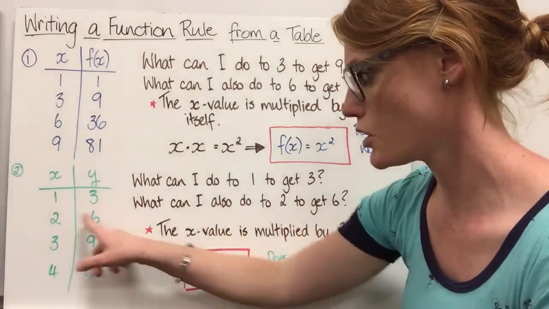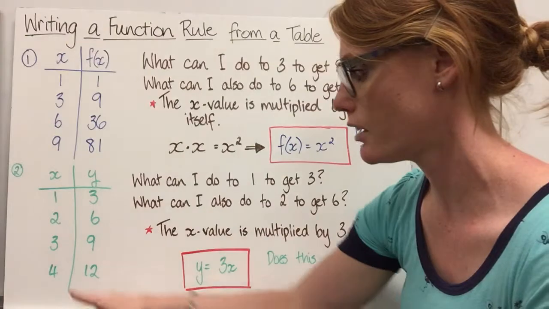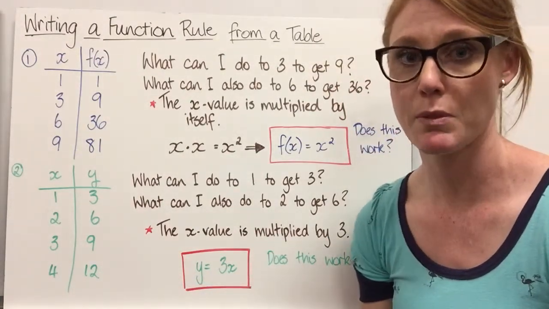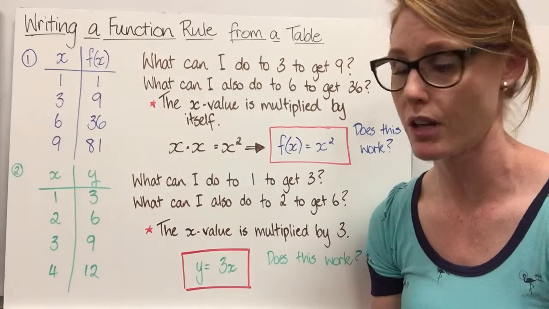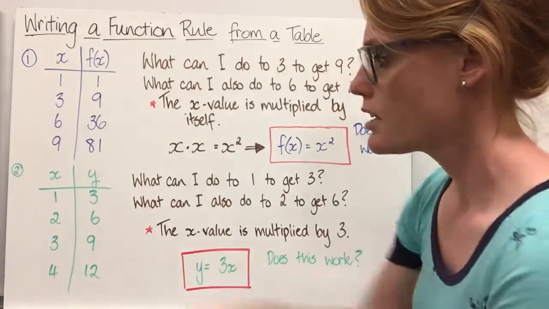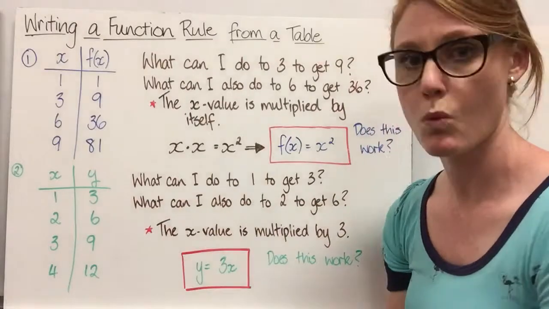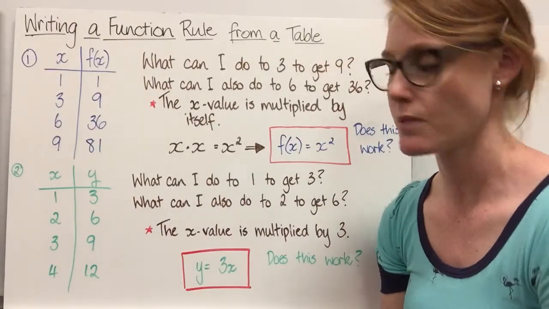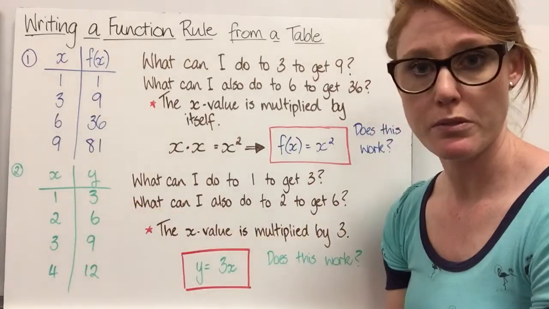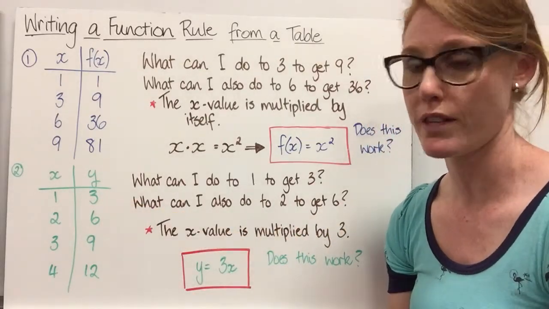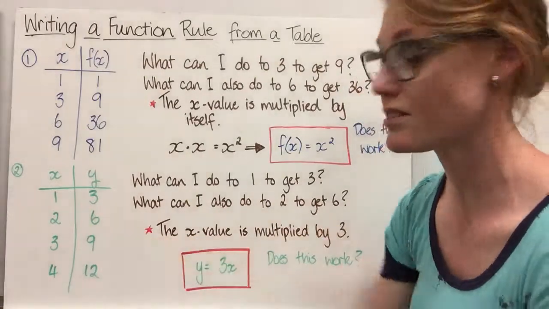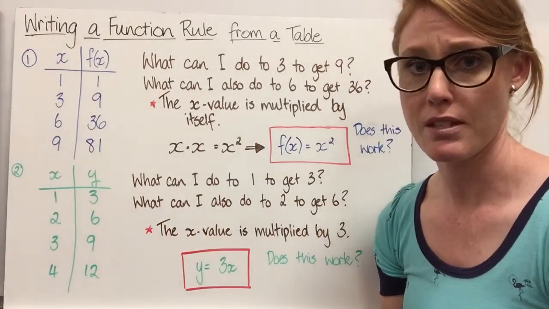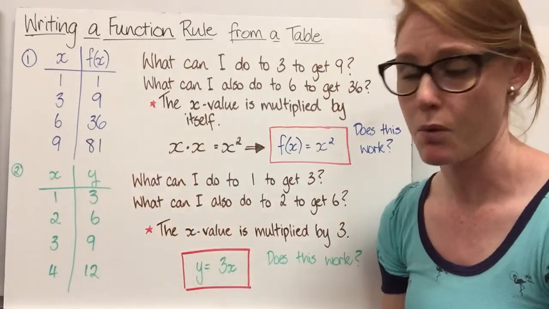The second example, we have our x values and our y values. 1, 3, 2, 6, 3, 9, 4, and 12. So I need to start looking for patterns and relationships between the input value and the output value, or the x value and the y value. If I look at my first set of data points, 1 and 3, I might start to think, well, maybe I'm just adding 2 to the x value. 1 plus 2 equals 3. But does that work for all of the examples? 2 plus 2 does not equal 6. So I need to rethink and come up with something that works for all of the data points.